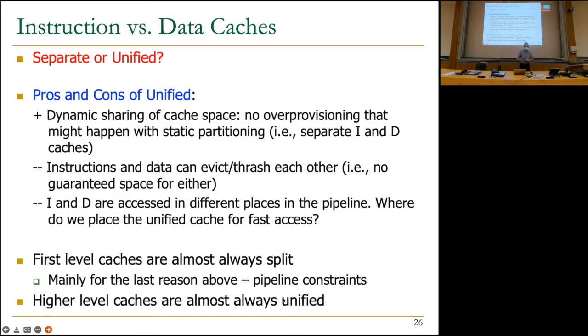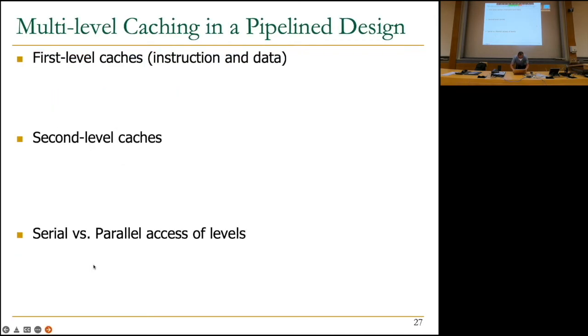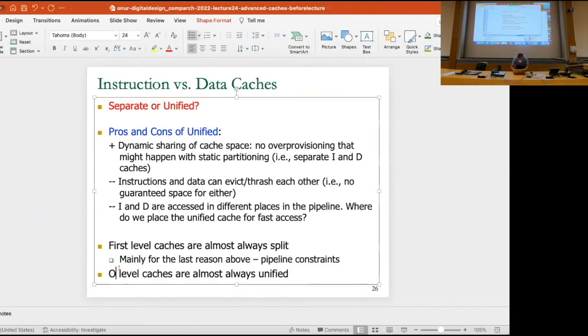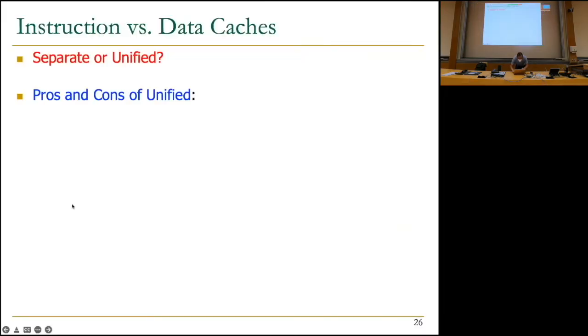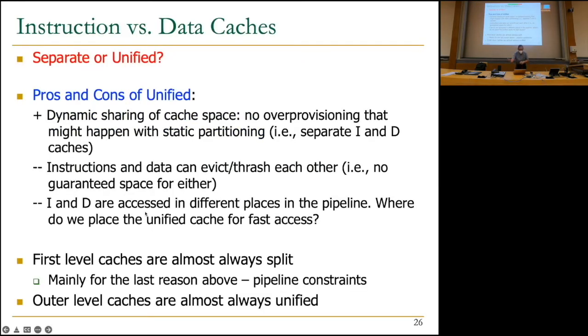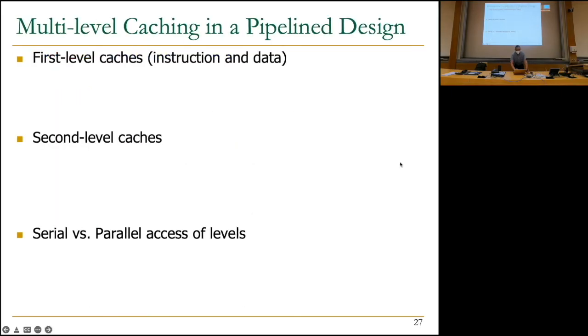But higher level caches, like outer level caches, maybe I should call these outer level caches. Actually, I like outer level better. Let's correct that. Because inner means closer to the CPU, outer means far away from the processing units. Okay, outer level caches are almost always unified. Now there are some exceptions. There were some cases where people had L2 instruction, L2 data caches also in the past, but it's not that common anymore. Okay, so this brings me to multi-level caching in a pipeline design.